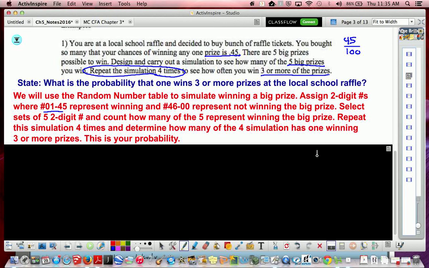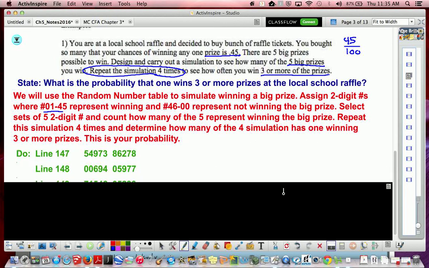So I'm going to actually just throw up a chunk of the random number table. Normally, will you give us the table again? Yes. On a test, just like on your last test, there was that chunk of the random number table.